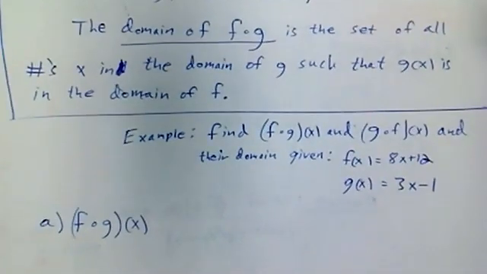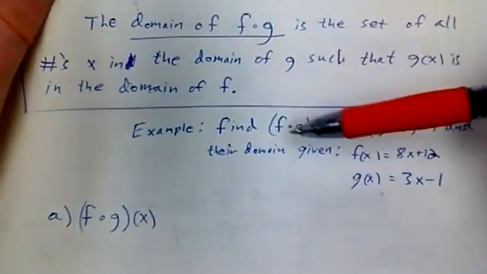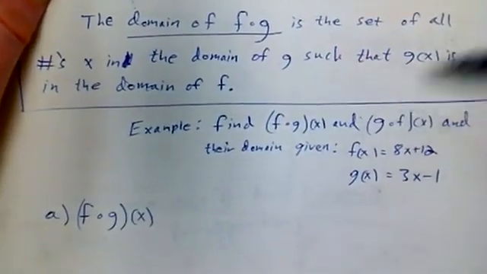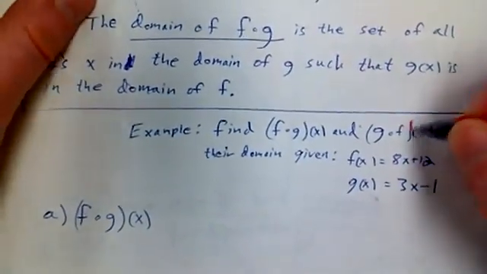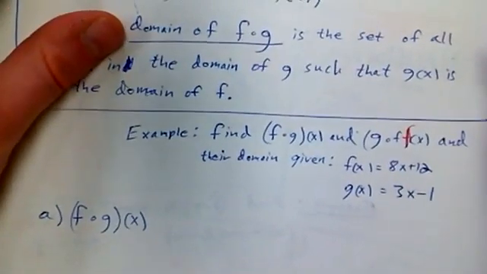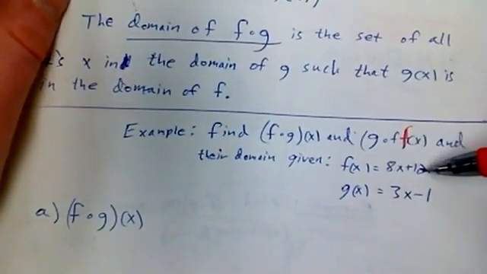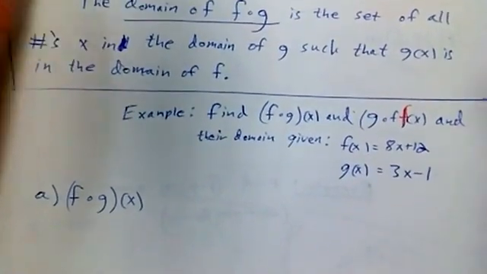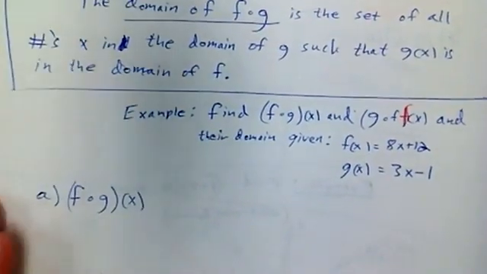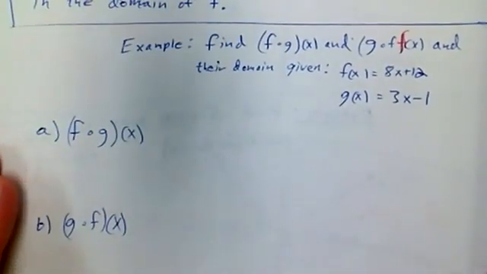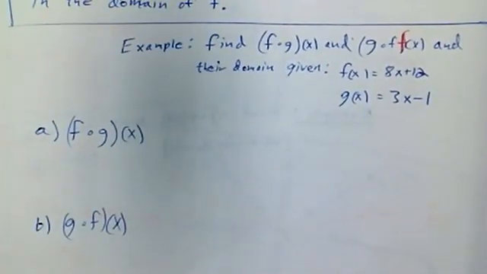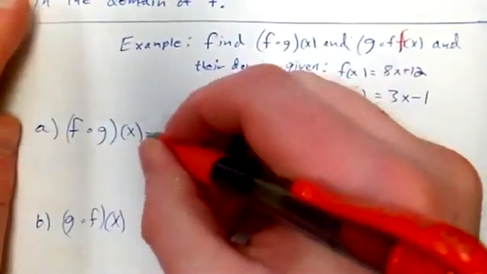So let's look at this one first, okay? Find f∘g of x and g∘f of x, right here, and their domain, given f of x equals 8x plus 12 and g of x equals 3x minus 1. So the first thing I want you to notice here is both of those, their domains are all real numbers. That means I'll probably be okay on the compositions. Let's see how to do this.